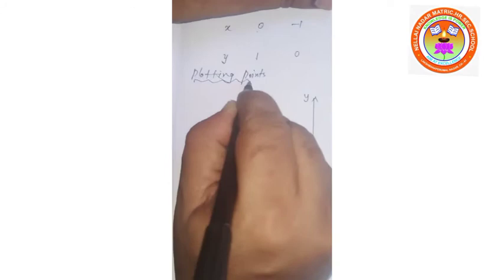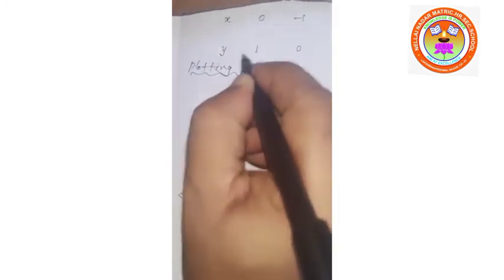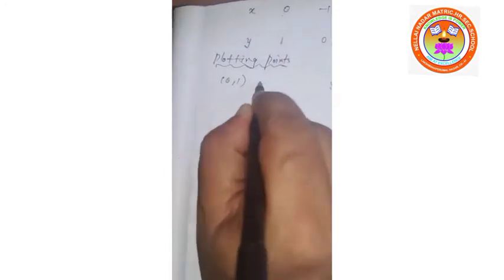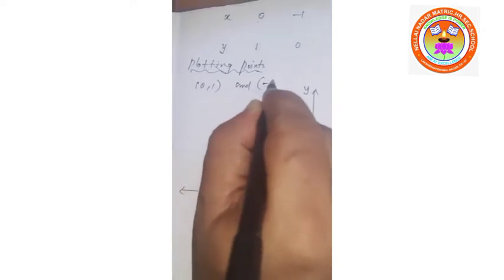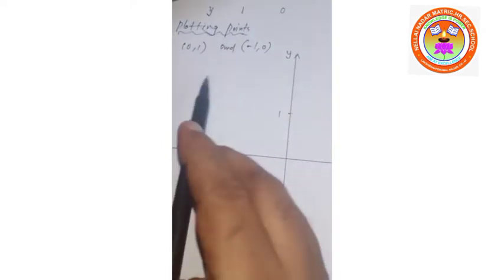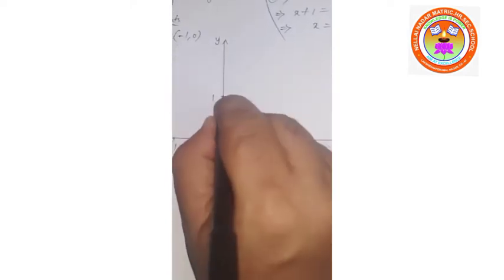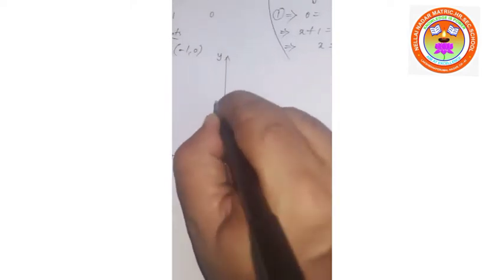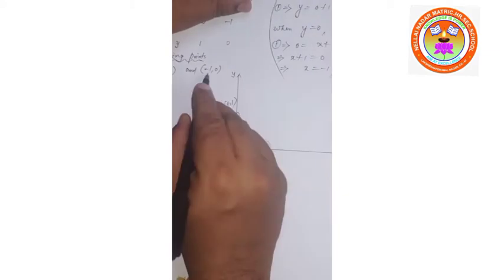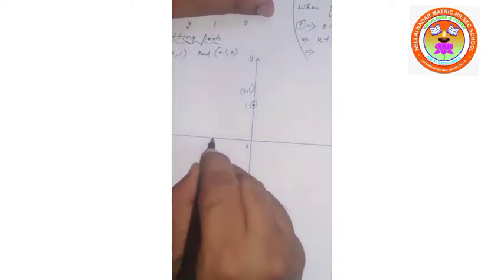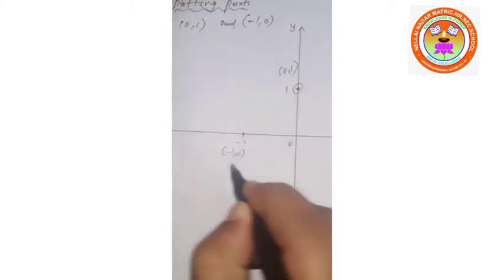Plotting points: 0 comma 1 and minus 1 comma 0. So this is 0 comma 1. Minus 1 comma 0 lies on which axis? X axis. Join.